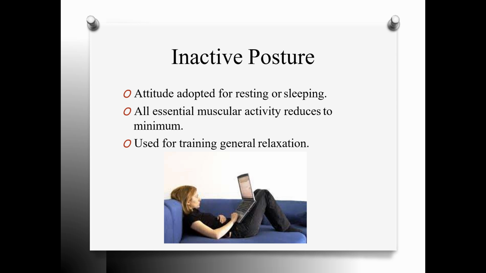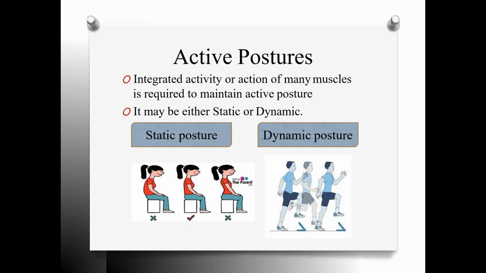We discussed this. Active postures, again static and dynamic. Integrated activity or action of muscle is required to maintain active posture. It might be either static or dynamic. So sitting straight requires muscle activity. That is static posture. As you can see, this is the ideal one. This is not the ideal, and this is again forward bending posture. Dynamic posture, when you are about to do a movement, the initial stage will be termed as dynamic posture.